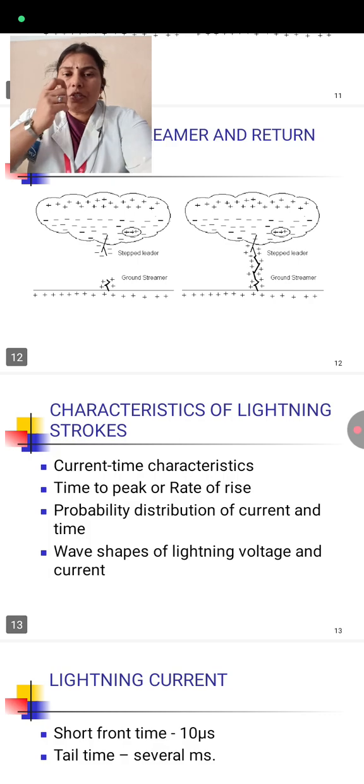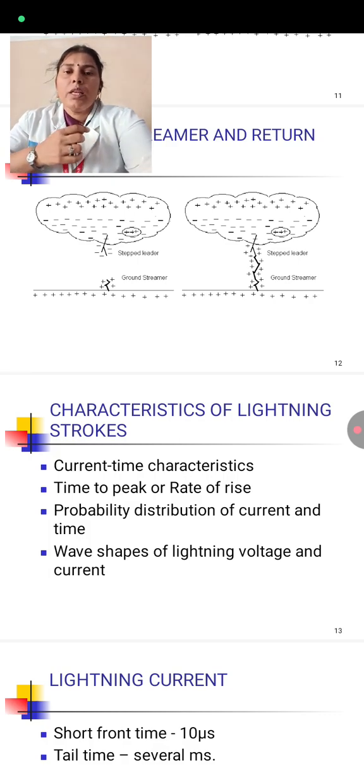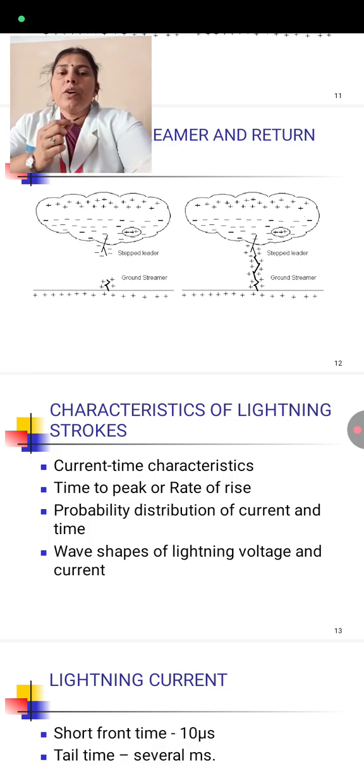The characteristics of lightning strokes are current time characteristics, time to peak or rate of rise, probability distribution of current and time, wave shapes of lightning voltages and currents, short front time and tail time.